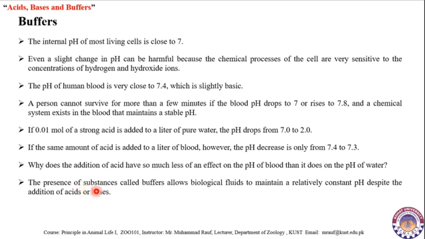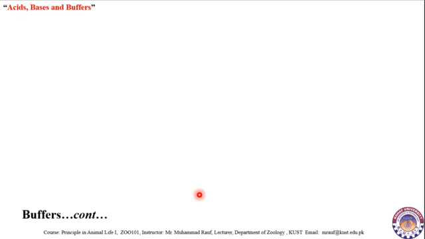The presence of substances called buffers allows biological fluids to maintain a relatively constant pH despite the addition of acids or bases. So there is a strong buffer system present in the biological fluids which enables the pH to stay at a proper level, a level which is feasible for the chemical reactions going on inside. What is that system? What kind of buffer system is there and how does it operate?